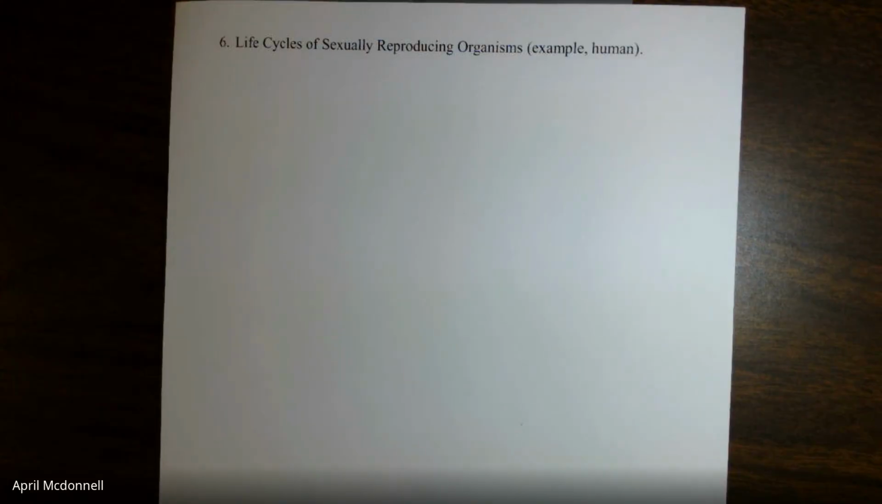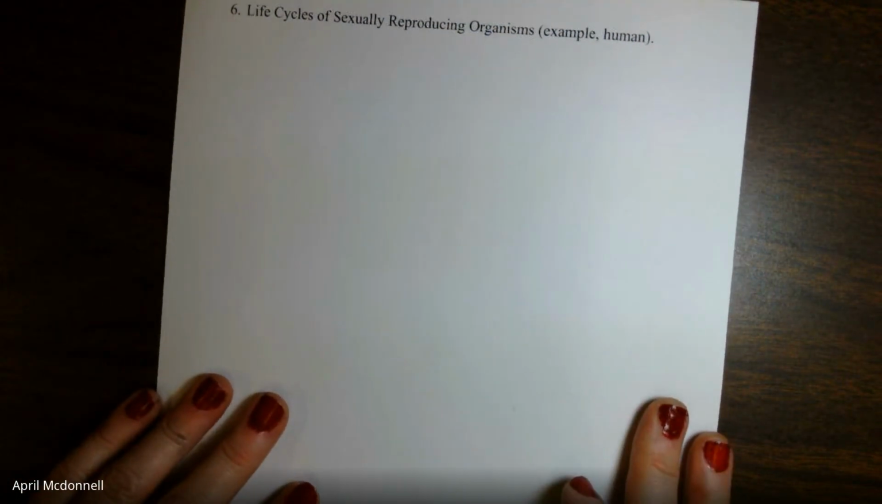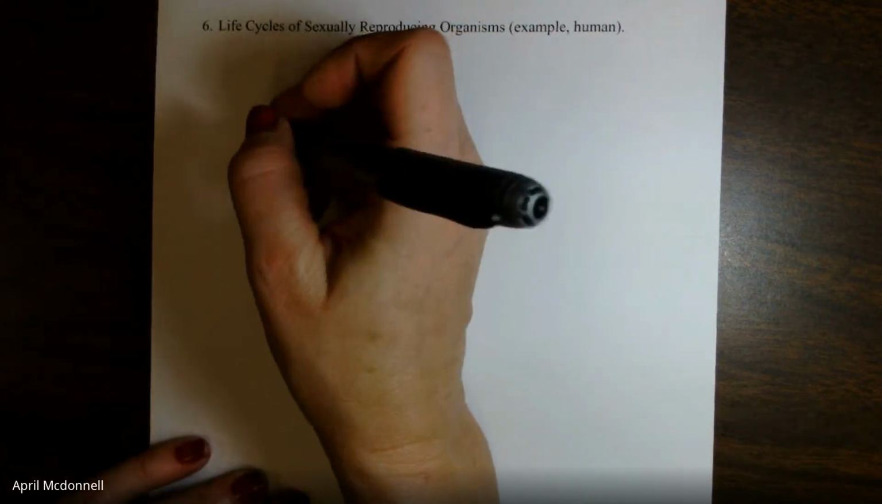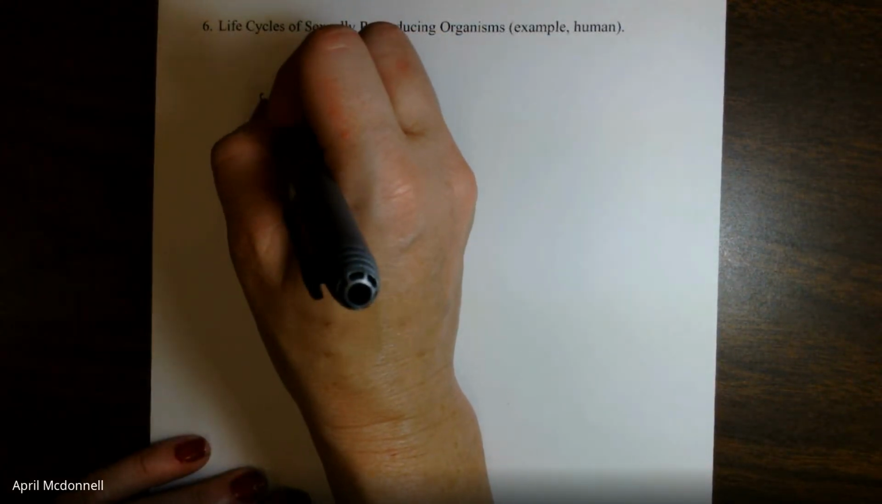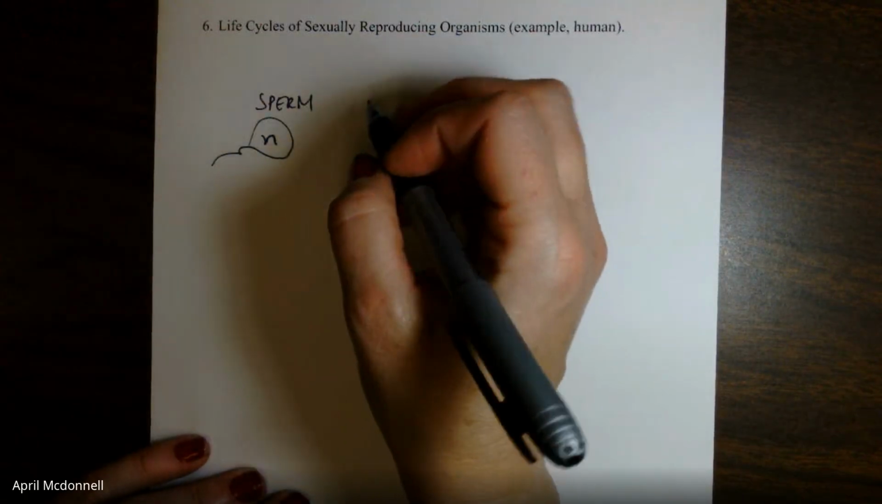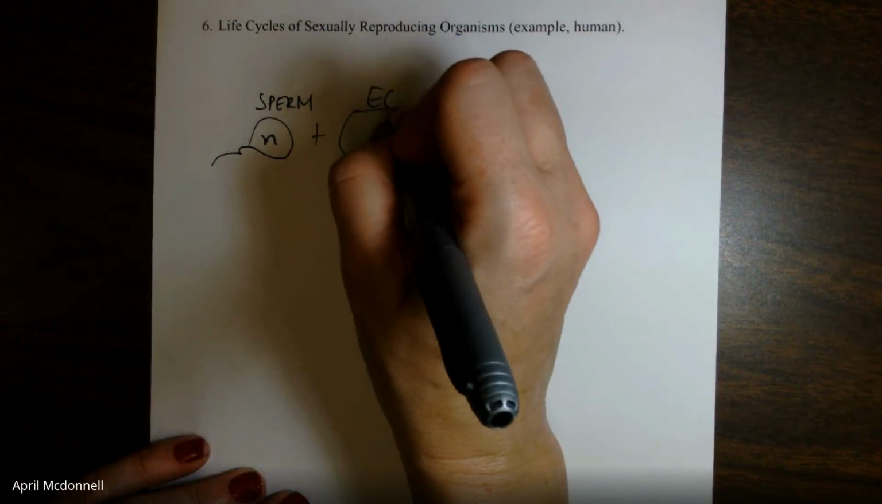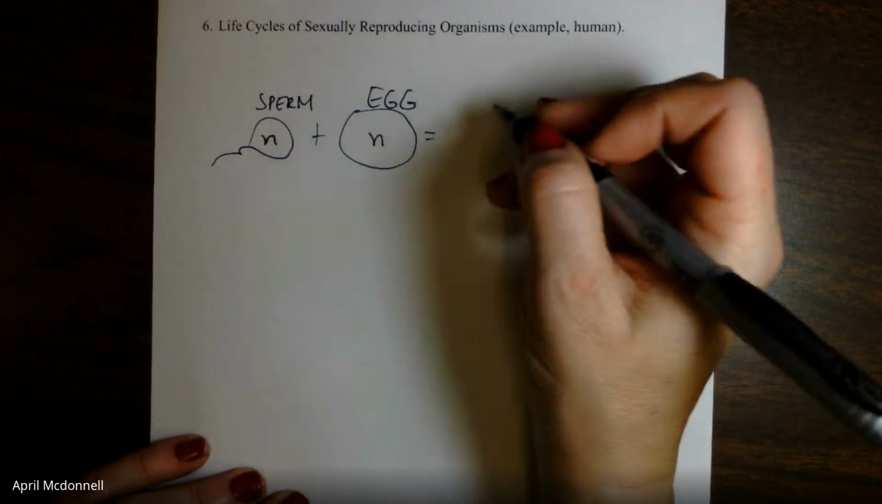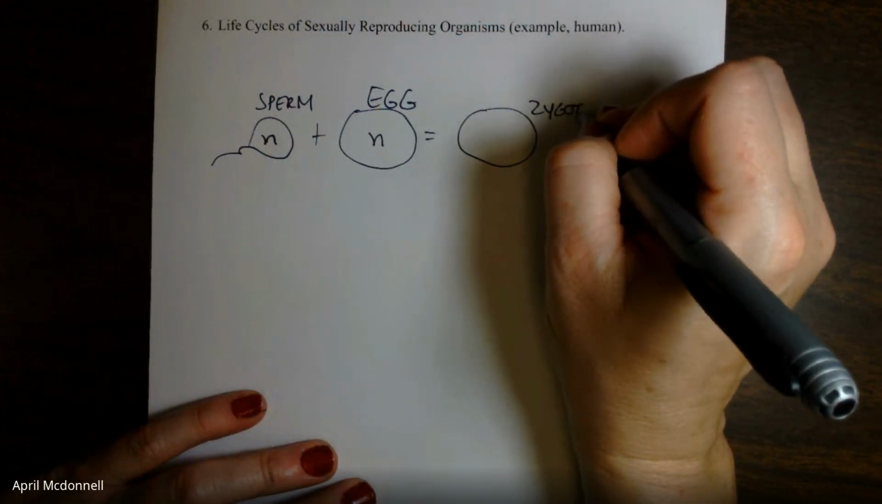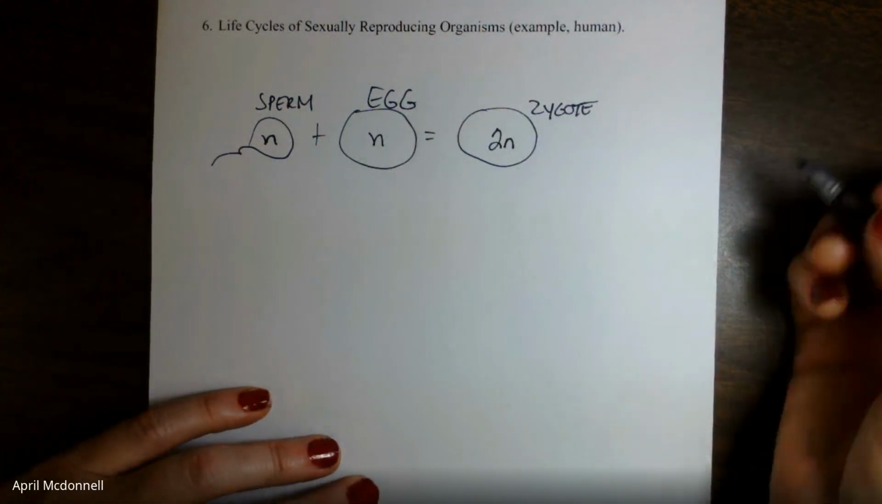Okay, we are on the last page of our notes. We are almost done. And now I'm just going to review the life cycle of sexually reproducing organisms. And of course, I'm going to use a human as an example. So let's go ahead and draw this diagram again and make sure you all understand this. Here's your sperm. Now remember, the sperm is haploid. Here's the egg. But the egg is also haploid. So they fertilize and we make a zygote. And then the zygote is diploid.